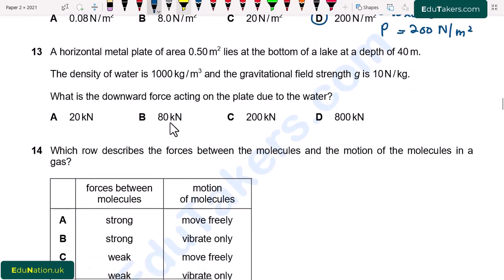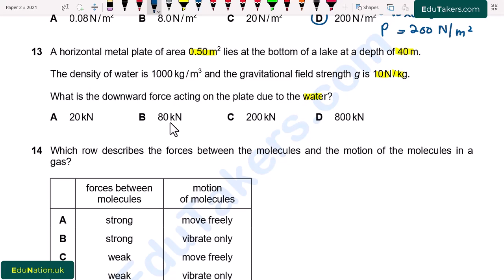Question number 13. A horizontal metal plate of area 0.50 meter square lies at the bottom of the lake at a depth of 40 meter. The density of water is 1000 kg per meter cube and the gravitational field strength is 10 Newton per kilogram. What is the downward force acting on the plate due to the water? So here we have to find out the downward force.